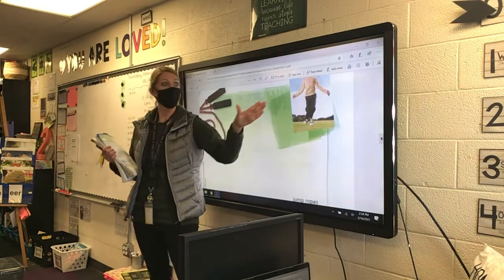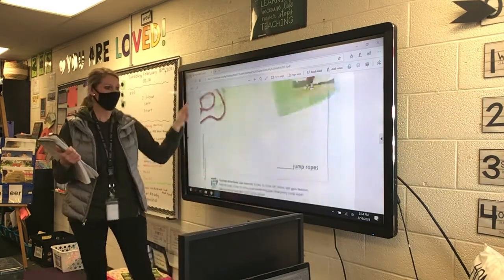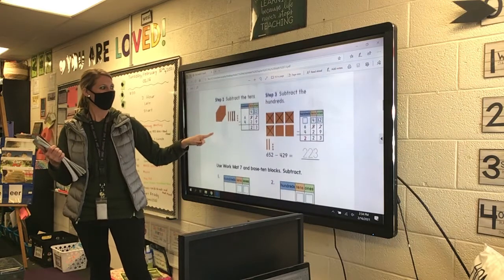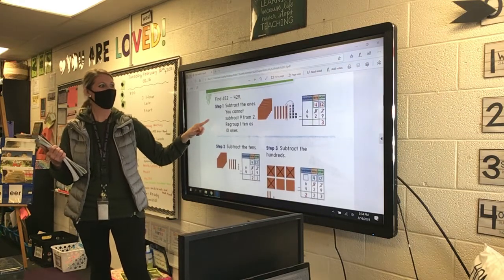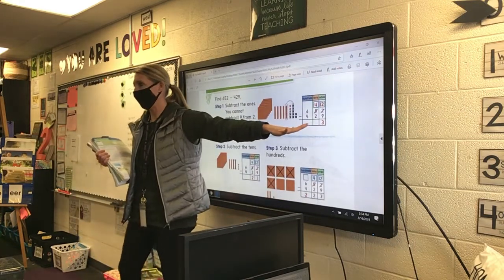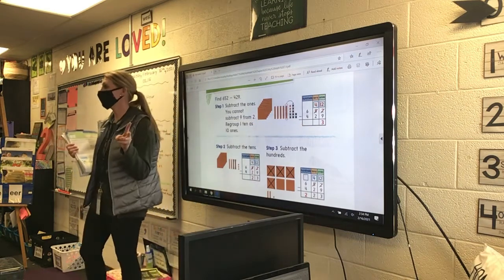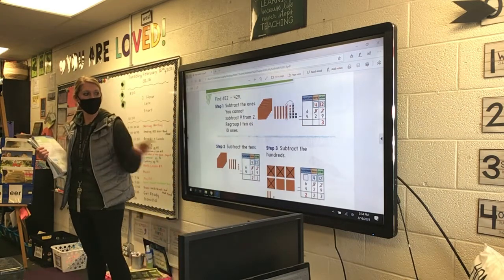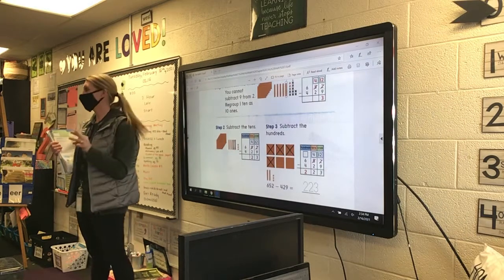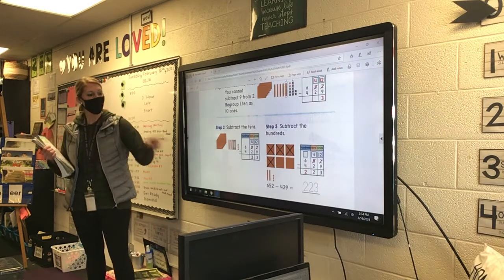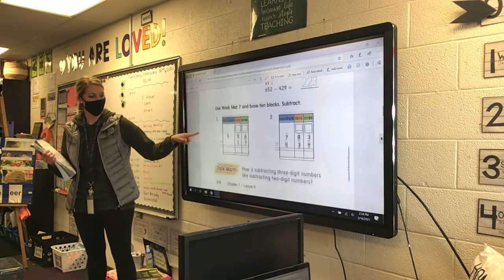So remember, we're going to go to the neighbor and borrow. Okay? Then our second step is to subtract the 10s. And then the third step is to subtract the 100s. Okay? So let's practice this.